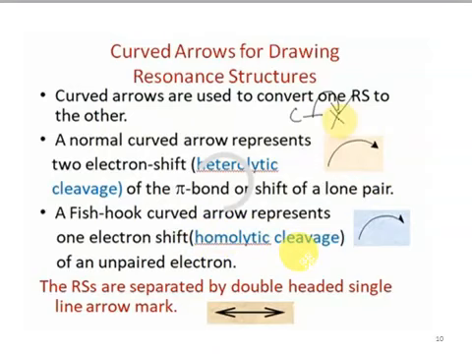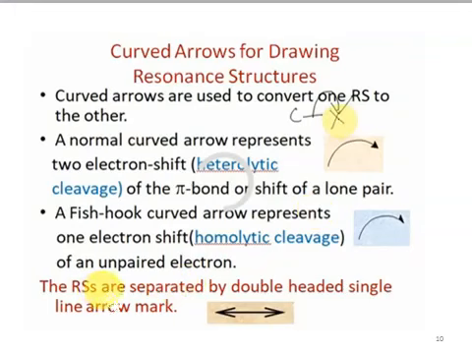So what is homolytic cleavage and what is heterolytic cleavage? These are 2 types of bond cleavage. When you break a bond in such a way that one atom gets 2 electrons and the other atom gets none, that cleavage is known as heterolytic cleavage. But when you break a bond in such a way that each atom carries 1 electron, that cleavage is known as homolytic cleavage. When you break a bond homolytically, you are involving 1 unpaired electron, so you use the fishhook arrow. But when you are shifting 2 electrons, you use the normal arrow.